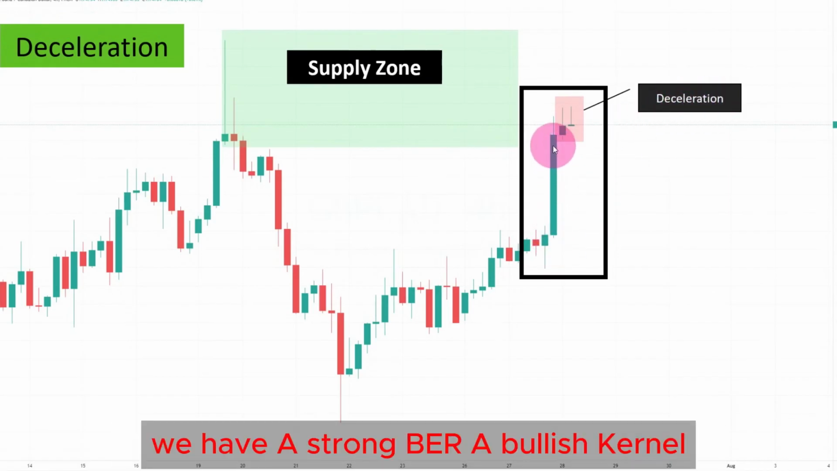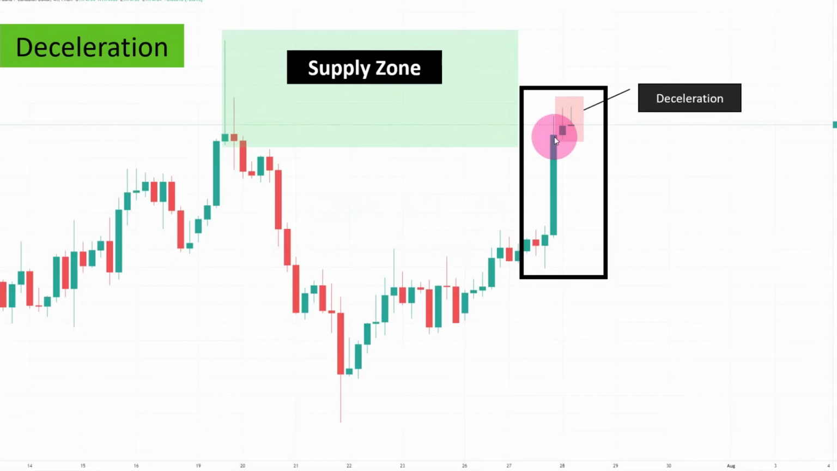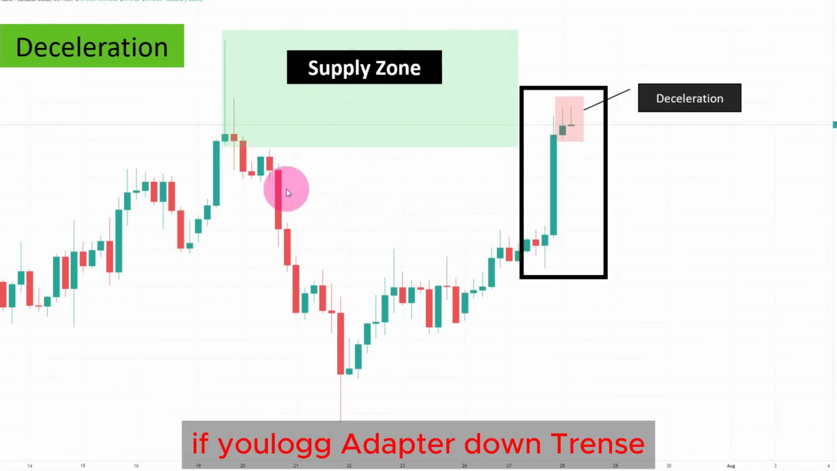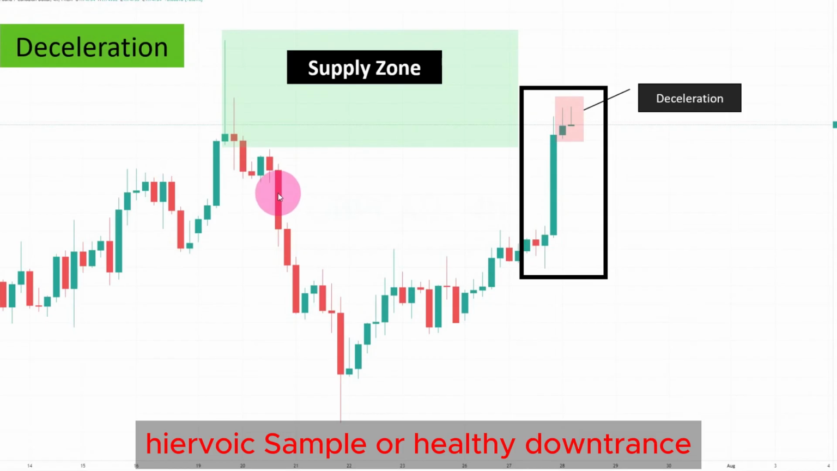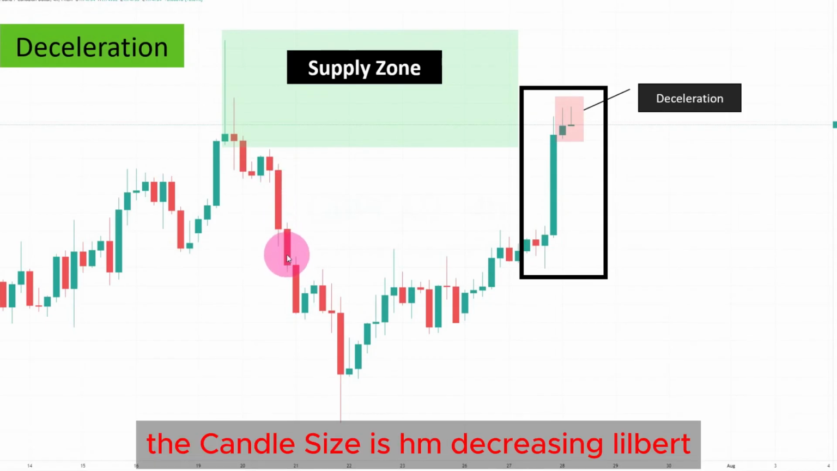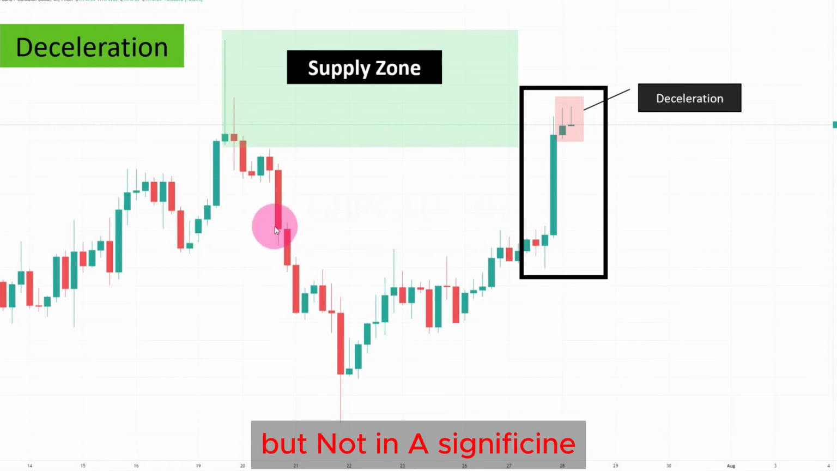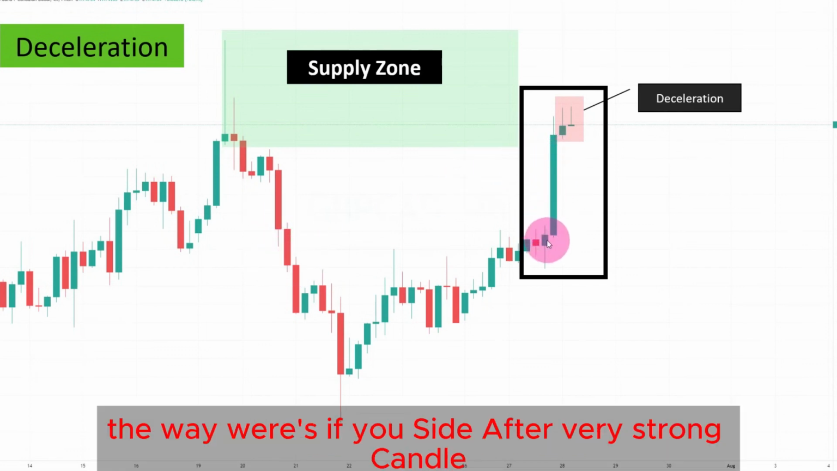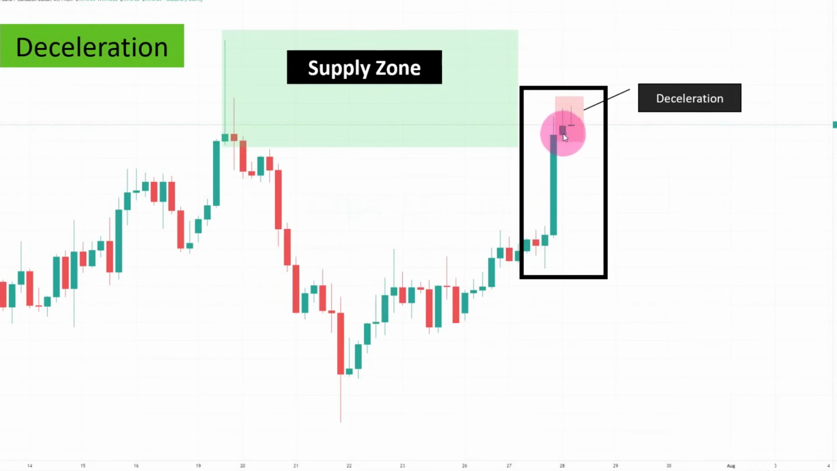We have a strong bullish candle, and afterwards we see that the candle size is decelerating. It is getting smaller and smaller. That's a very, very important point. If you look at the downtrends here, for example, or healthy downtrends, you can see that the candle size is decreasing a little bit, but not in a significant way. Whereas if you see that after a very strong candle, the candle size is decreasing significantly, that's an important finding here as well. After the market pushed lower, you can see the next push was followed by a very small inside candle, and then that's where trends reverse.